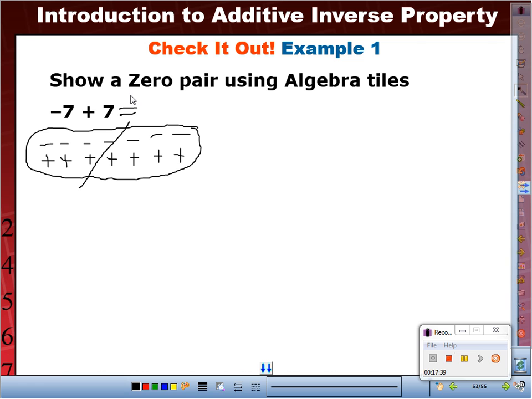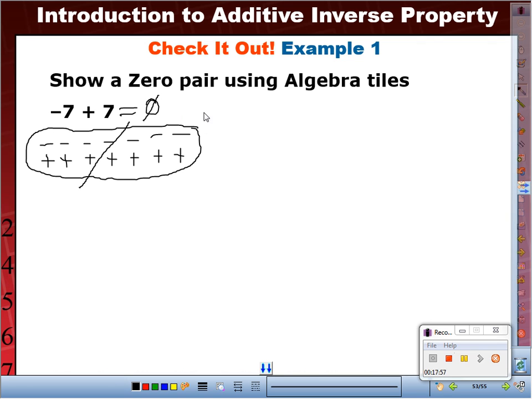Okay, so you just found out, for those of you that were too focused on the tiles, but now you're thinking, oh, because they're opposite numbers, and they cancel to make what? 0. And so you're going to write -7 plus 7 equal to 0. Are we there? Okay, so we got that one down.